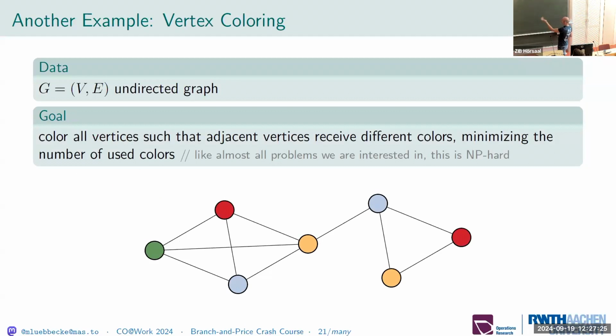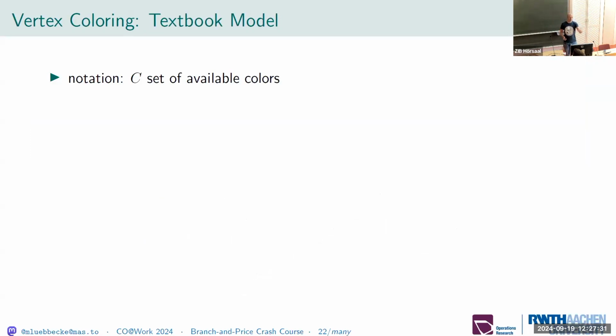So we can easily write down the textbook assignment model for this, just as we did. We have the available colors. Let's say we have a set of colors that we can use, and then we have the assignment. Will I use a certain color for a certain vertex, yes or no? So that's the typical assignment thing if you start modeling, right? Will I use the color?